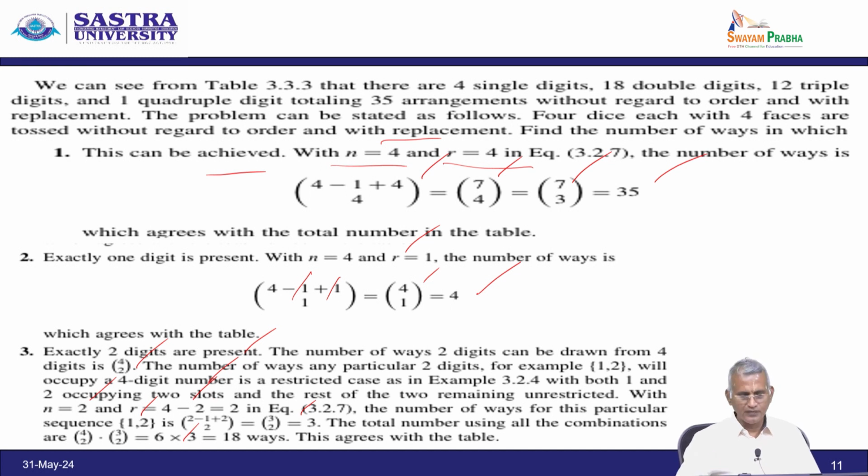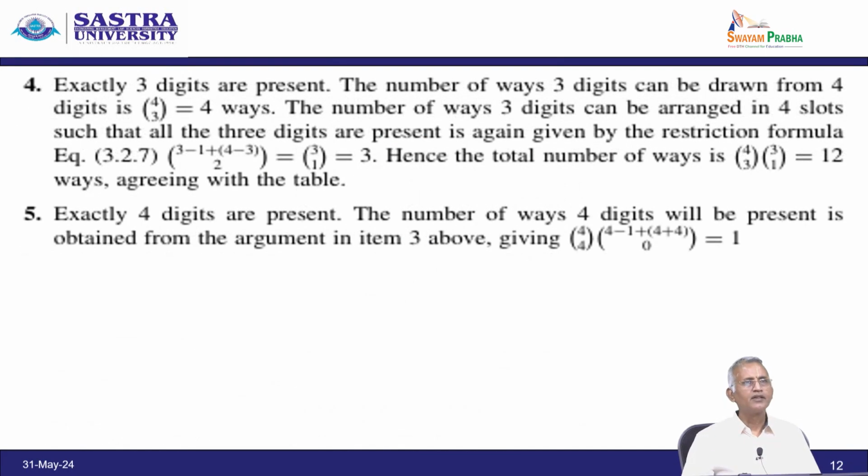So, this agrees with the table. Next, exactly 3 digits are present. The number of ways 3 digits can be drawn from 4 digits is 4C3, equal to 4 ways. The number of ways 3 digits can be arranged in 4 slots such that all 3 digits are present is again given by the restriction formula, (3 minus 1 plus (4 minus 3)) C 2, which is 3C1, equal to 3. Hence, the total number of ways is 4C3 into 3C1, equal to 12.